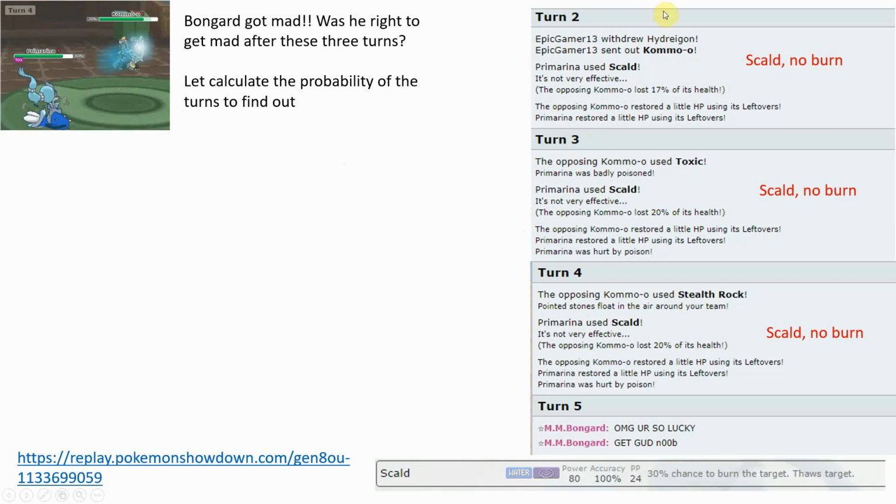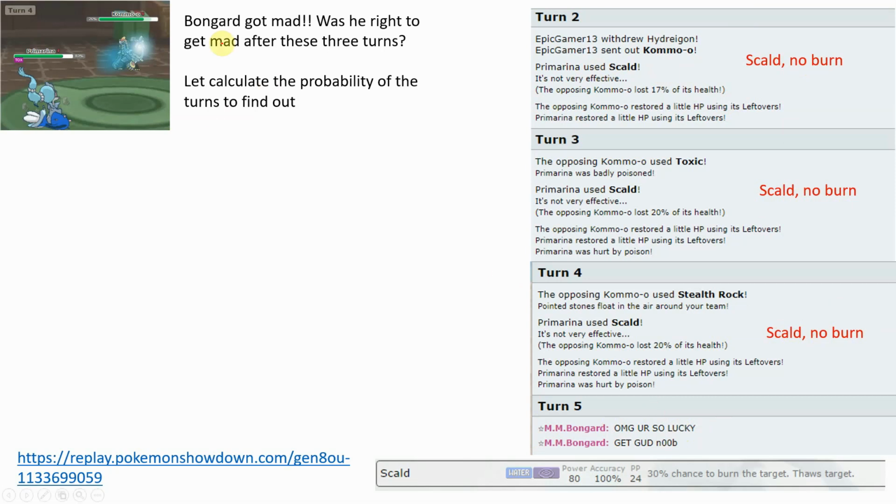If we read this, Scald is one of the most annoying moves in the game because it has a 30% chance to burn, but it feels like it has a 90% chance because it just burns me constantly, and it ruins some of your Pokemon when they get burnt. They lose half of their attack stat. But we can see in this interaction, I scalded and I didn't burn. I scalded and I didn't burn. And then I scalded and then I didn't burn. And then I got angry.